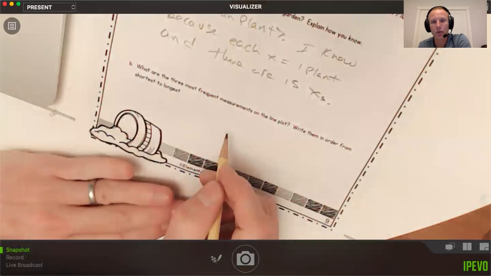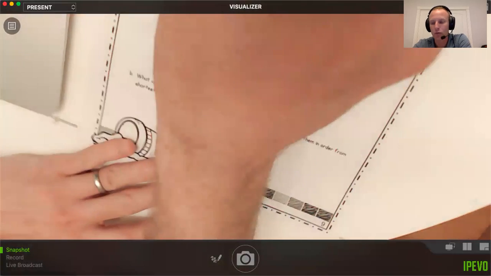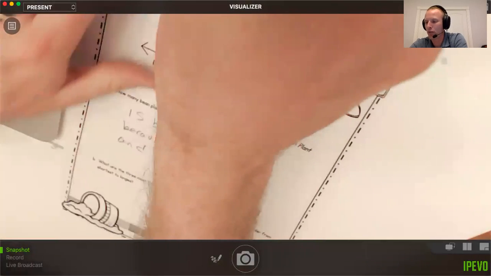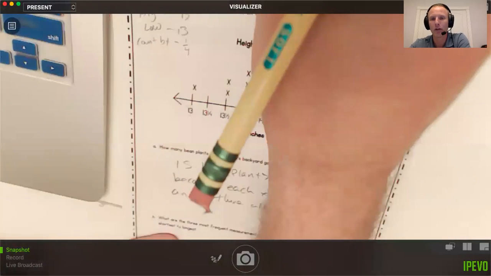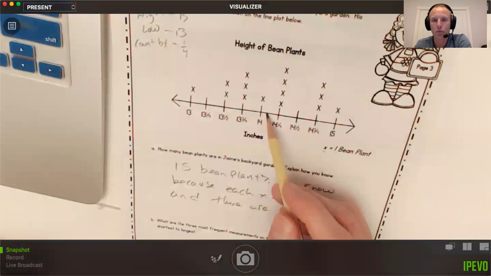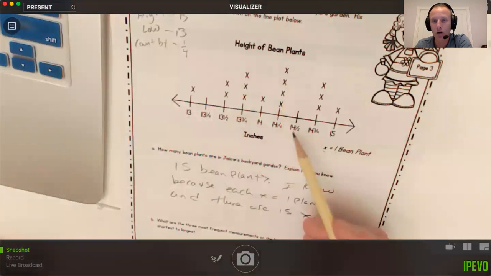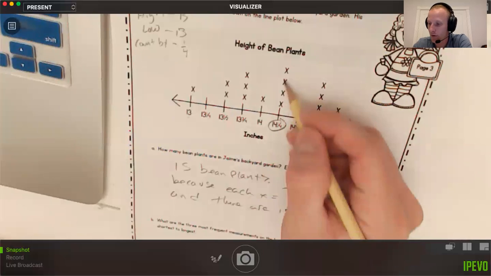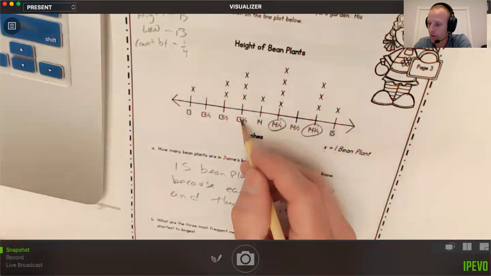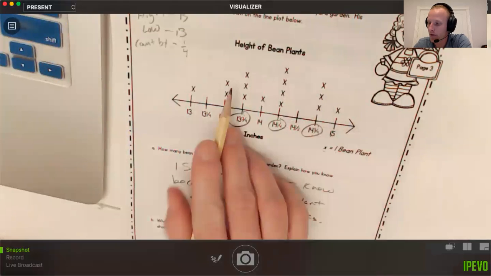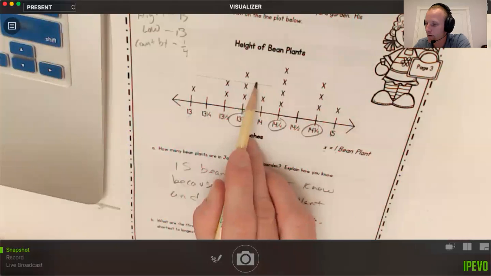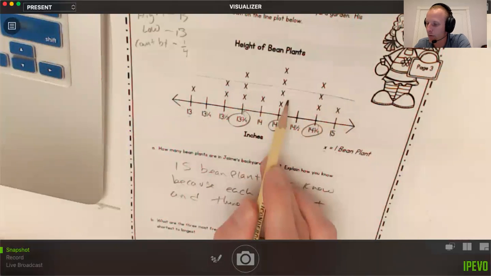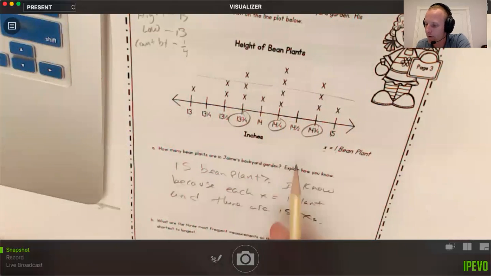What are the 3 most frequent measurements on the line plot? Write them in order from shortest. There's 2 steps here. Figure them out, and then write them in order. So which ones happen the most? Frequency on a line plot means which one goes up the highest. Well, there's this one. That's got 4. This one has 3, and that one has 3. Nothing else. Like if I draw a line here, nothing else goes above that line. Just that one, that one, and that one.